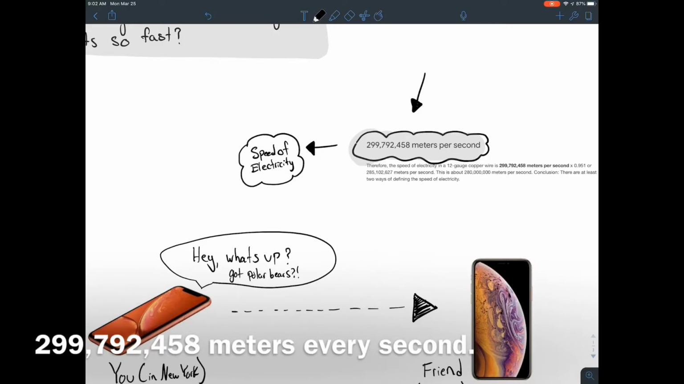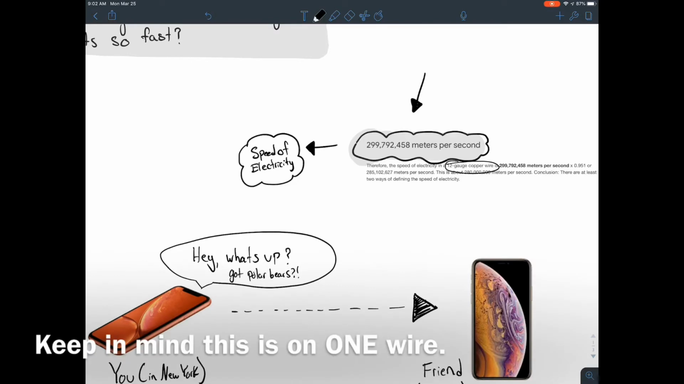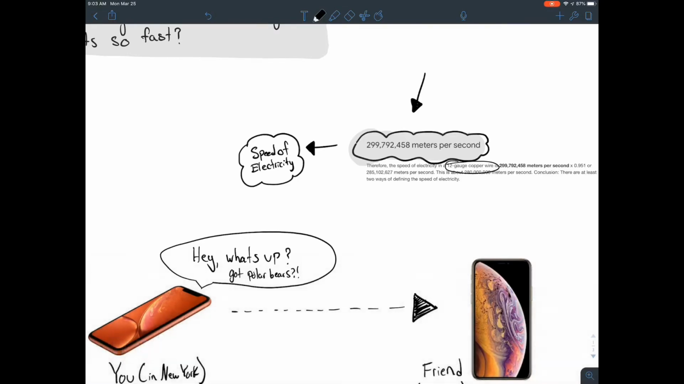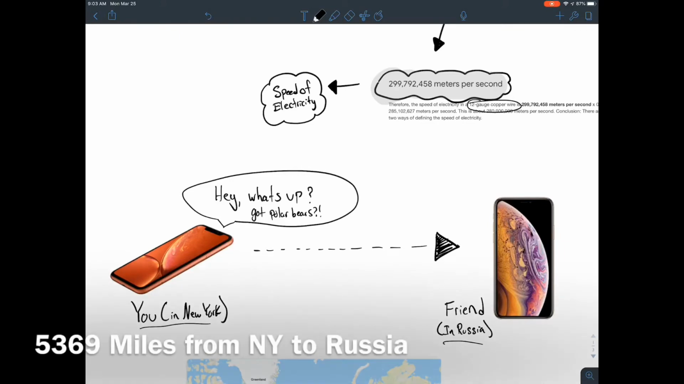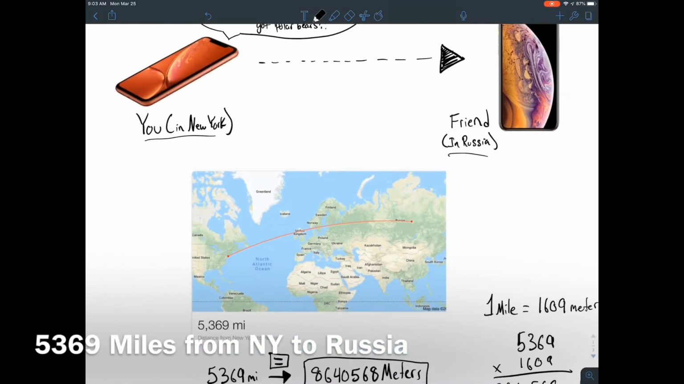So if we were to have electricity go along one 12-gauge copper wire, it would travel about that fast per second. Every single second, it's able to go that fast. So if you were to send a message from you who's in New York over to your friend who's in Russia, hey, what's up? You got some polar bears? And this message would travel from right here to right here. So the question is, if it is 5,369 miles, then how long would that take to actually go there?